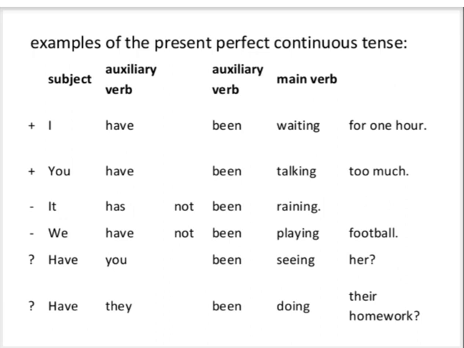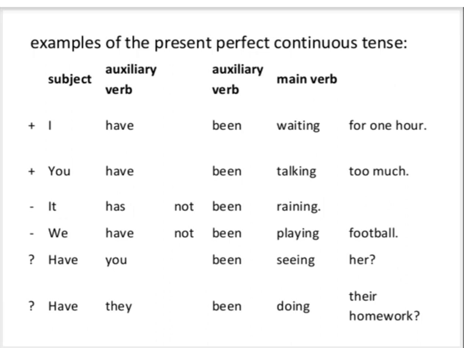So here all types of sentence examples have been mentioned. Simple sentence: I have been waiting for 1 hour. Negative sentence: it has not been raining. So when we make the negative sentence, it will be has not been. Not will be placed between has and been or have and been. We have not been playing football.